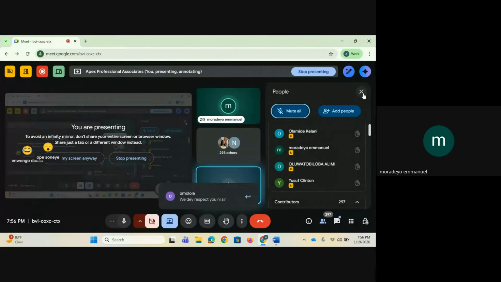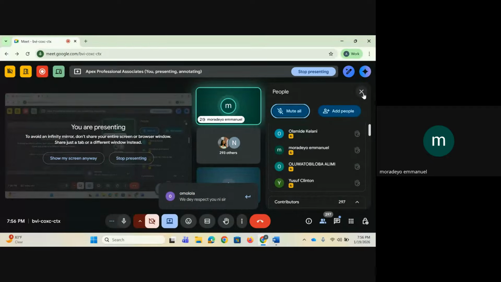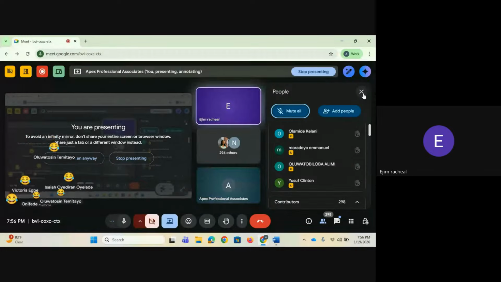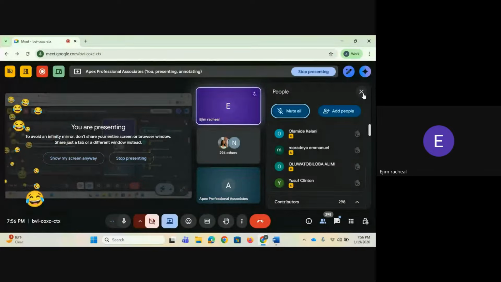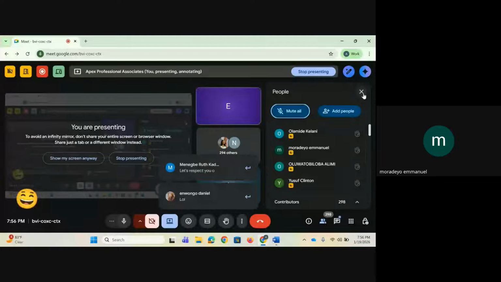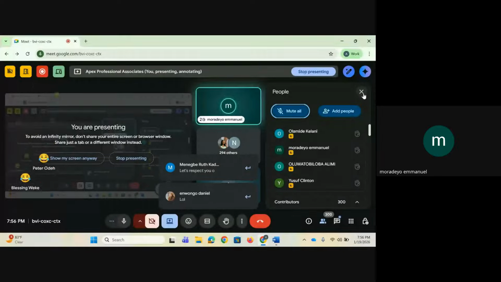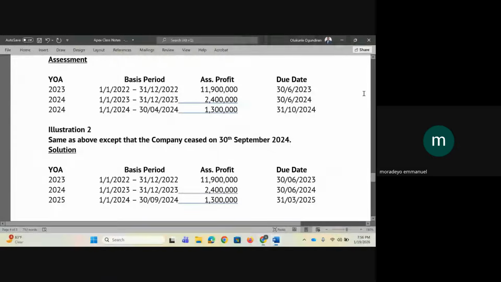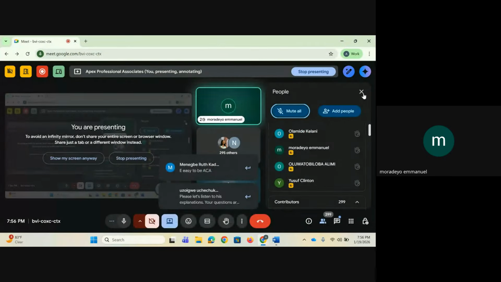Based on your explanation, sir, can we say that for us to determine our year of assessment, definitely we can use our due date to determine our year of assessment? Exactly. That's the idea behind the due date. Thank you, sir. Welcome.